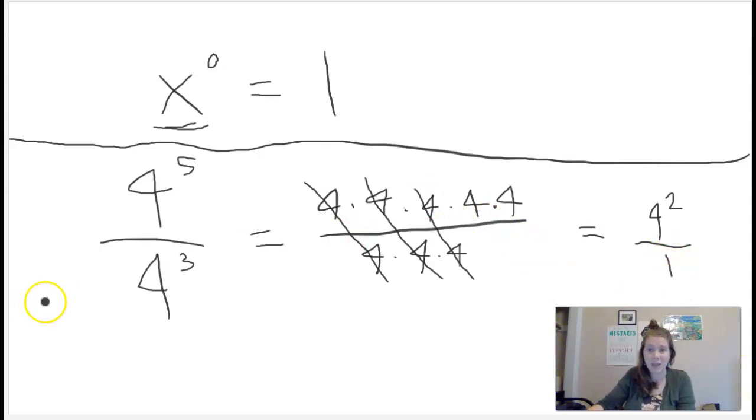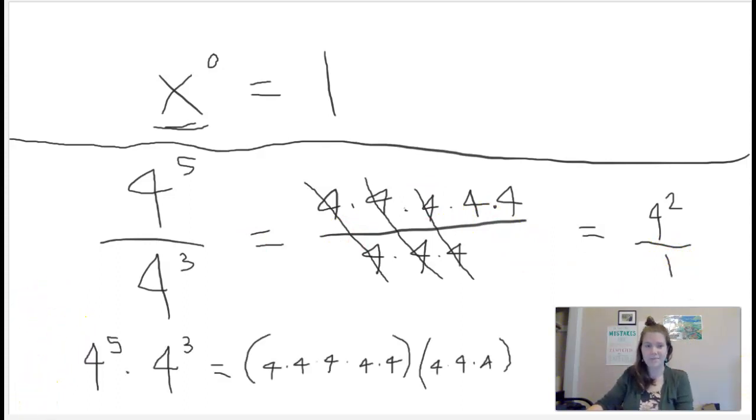We could do the same thing if we had a multiplication problem. We had 4 to the 5th times 4 to the 3rd. That means I had 5 4s, and I'm multiplying 3 more 4s, and I have 8 4s all being multiplied. It's 4 to the 8th power.